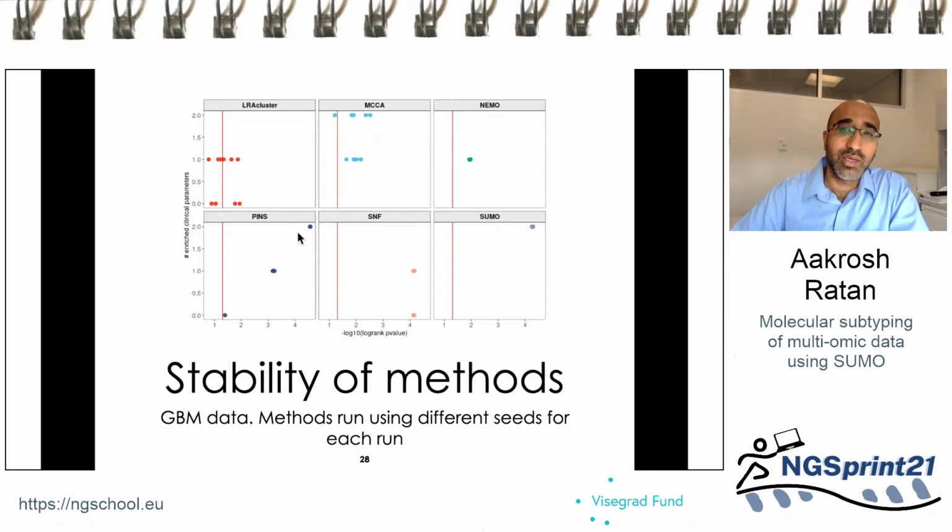PINS, for example, sometimes seems to have these local minima. So you get either this answer or this answer or this answer. Other methods, you see slight variation in the p-values. That could be dependent on how the p-values were calculated. But SUMO does seem to be stable, which is an essential characteristic that you want if you're going to use this in the field.